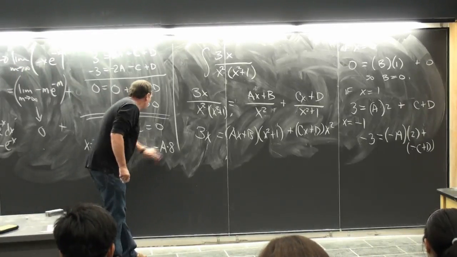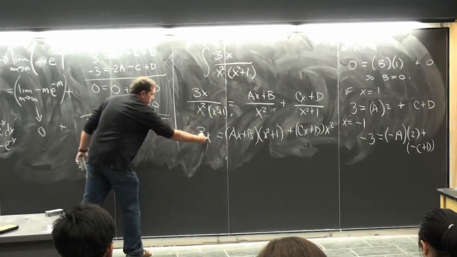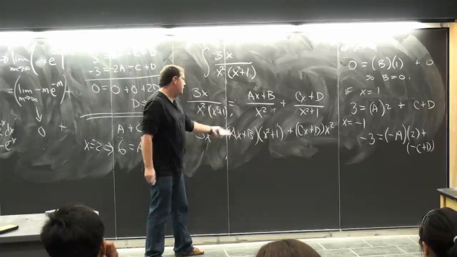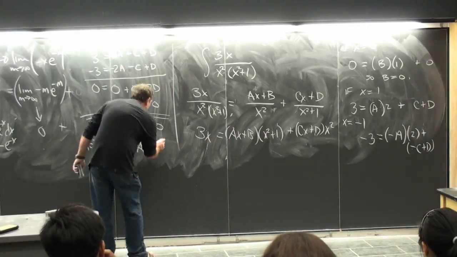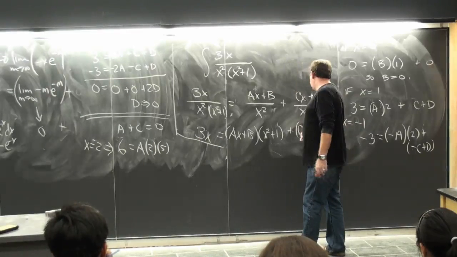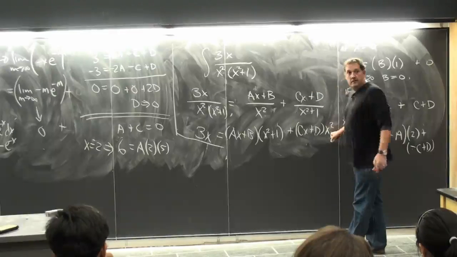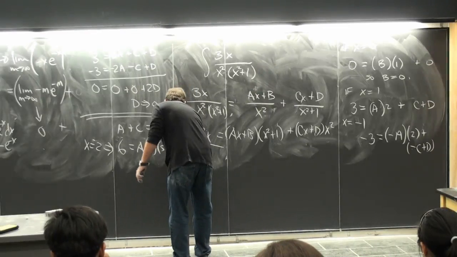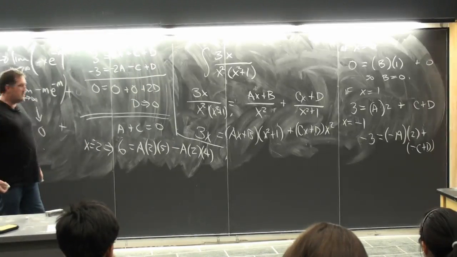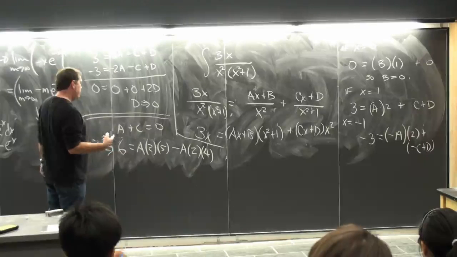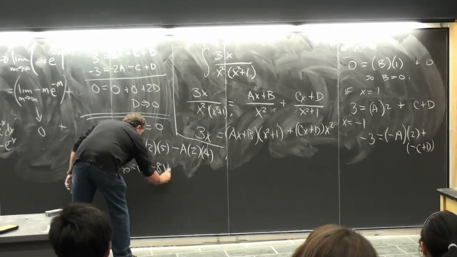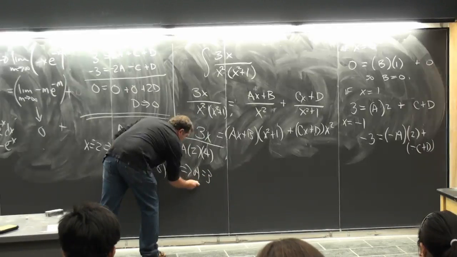Okay. Let me write it a little longer. So I'm picking x equals 2. So 6, 3 times 2, equals a times 2. B is 0, so it's gone. Oh, it wasn't 5, it was 10. Yeah. Times 5. And then c here is negative a, so this is negative 2 times 4. Okay, since d is 0. So that means 10a minus 8a is 6. So a is 3. And c is negative 3.